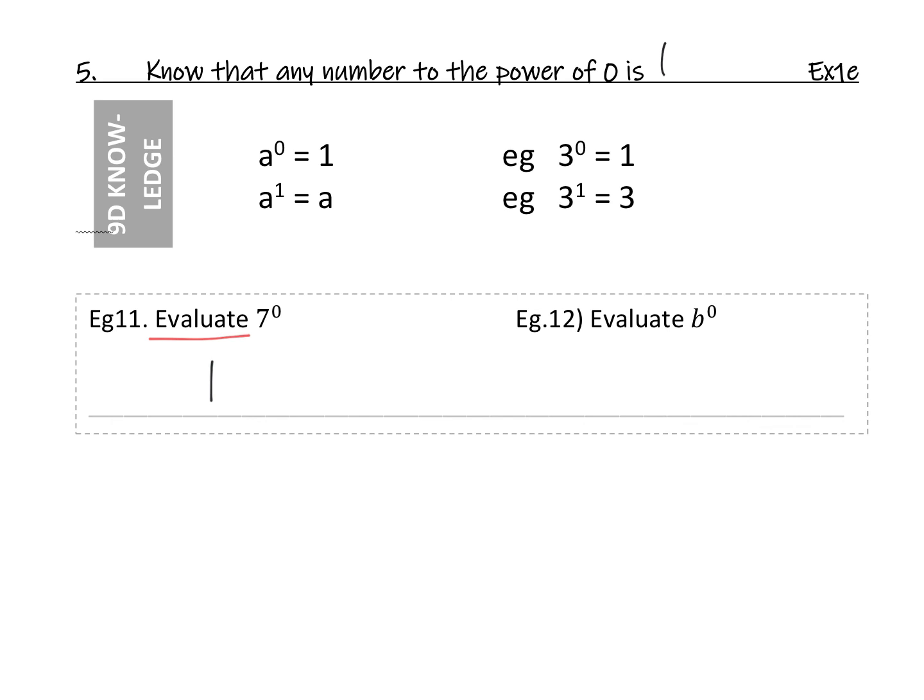Example 12, evaluate b to the power of 0. Well, any number, and b represents a number, any number to the power of 0 is 1, so b to the power of 0 is also 1.